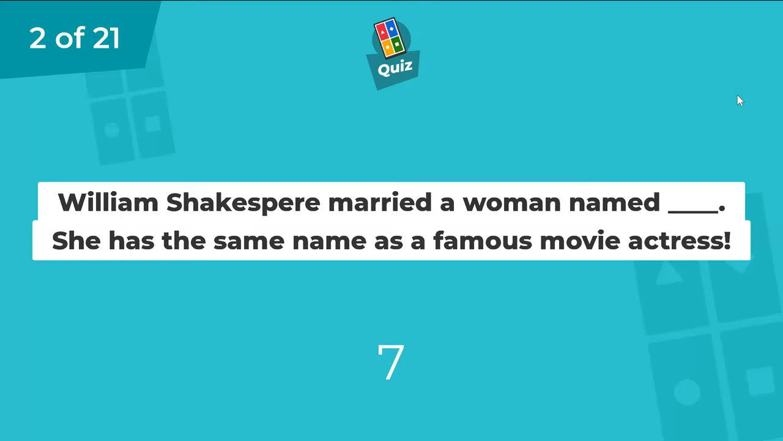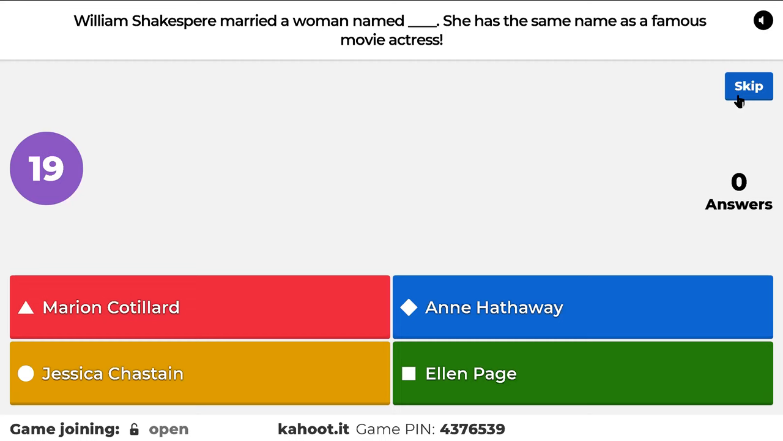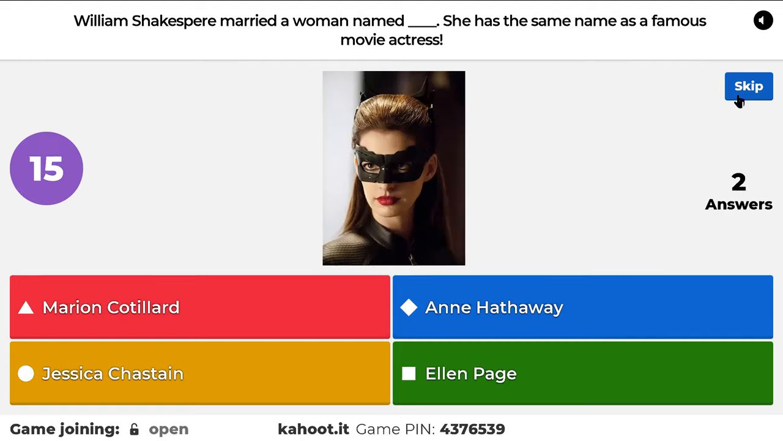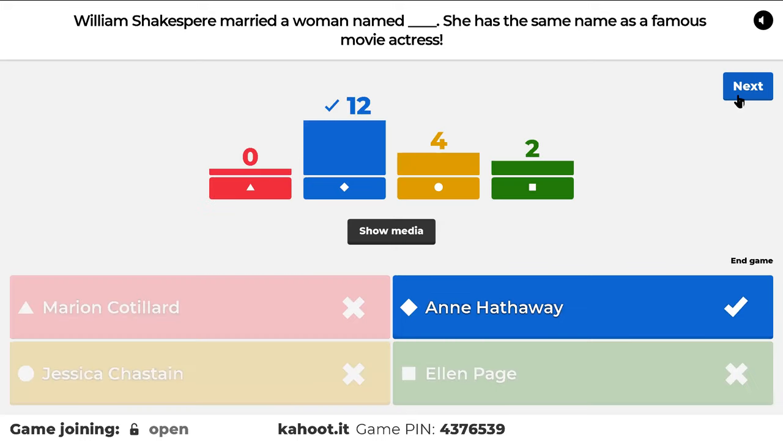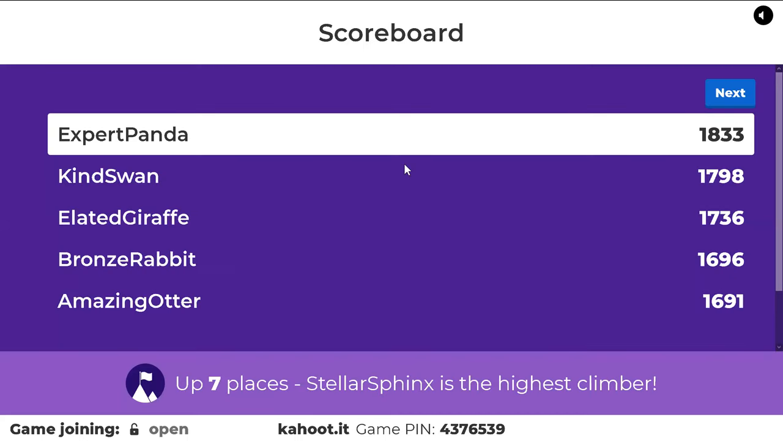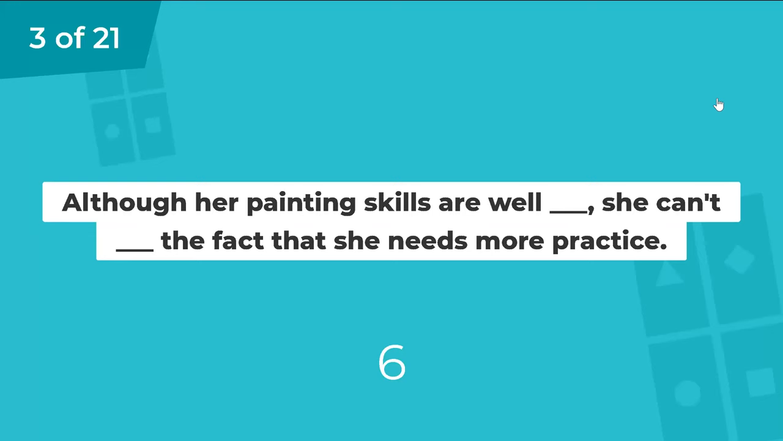All right. William Shakespeare married a woman named blank. She has the same name as a famous movie actress. Anne Hathaway. Right, Anne Hathaway. Ooh, Expert Panda, nicely done. Okay. Although her painting skills are well blank, she can't blank the fact that she needs more practice.